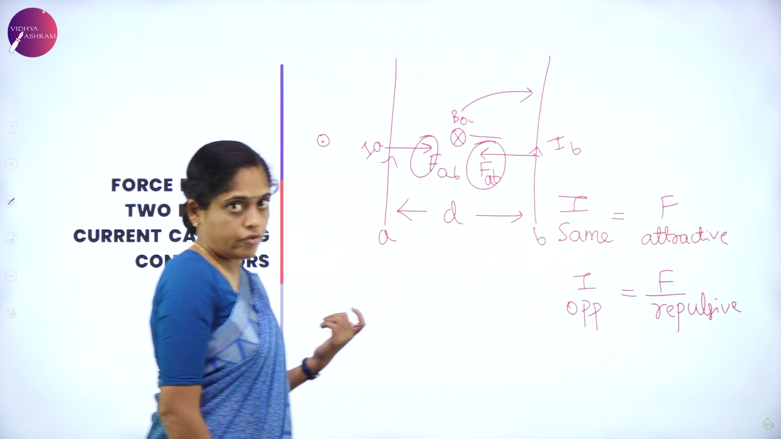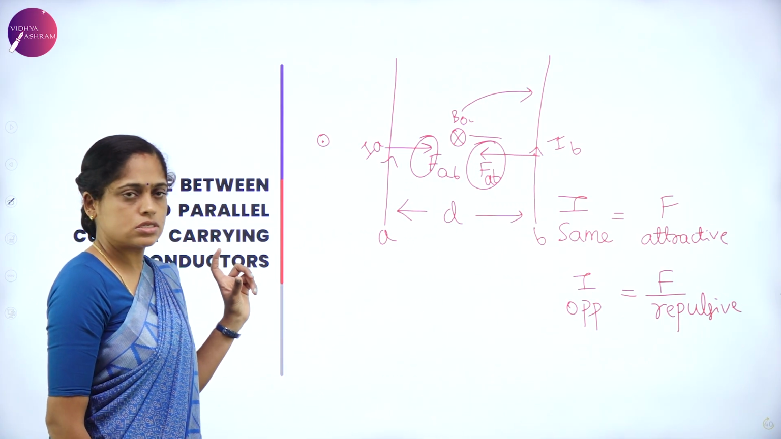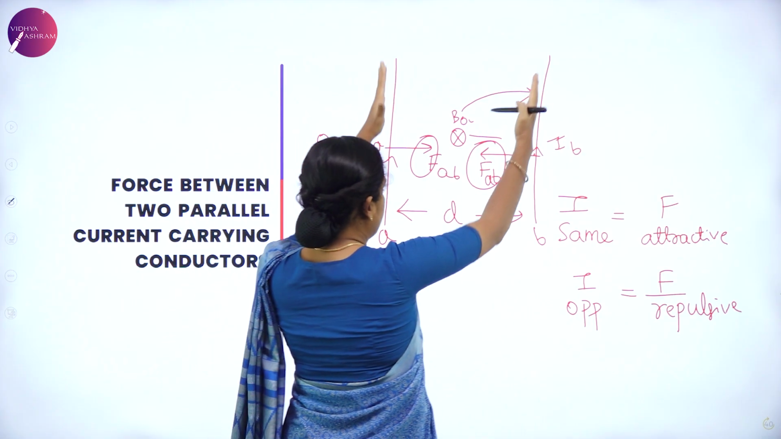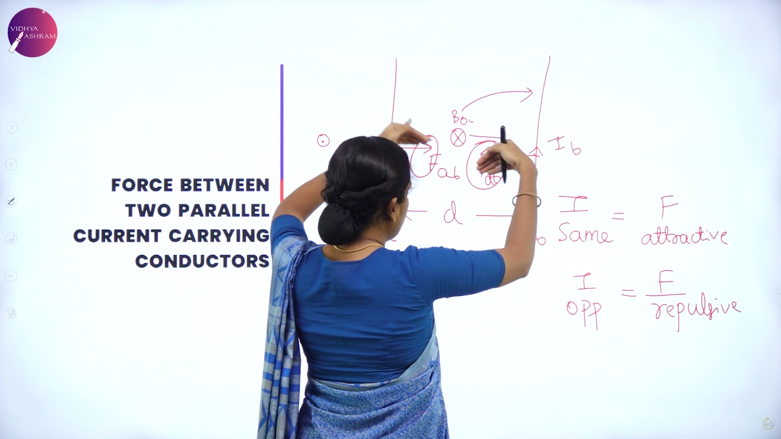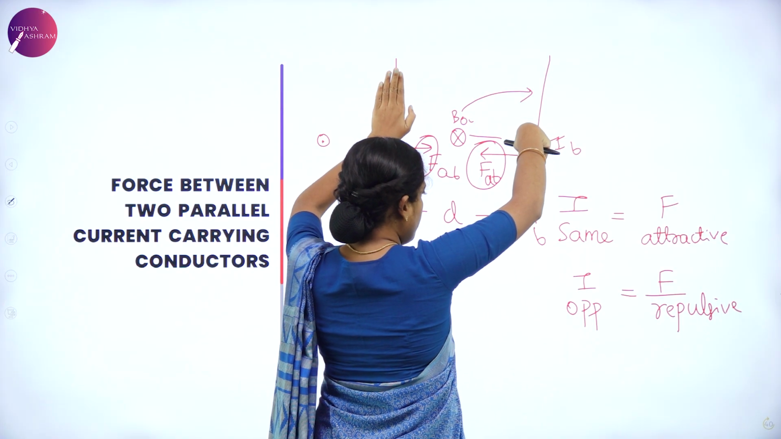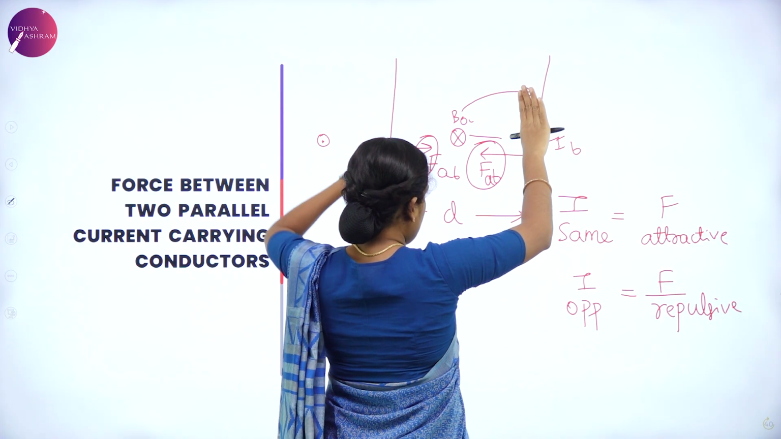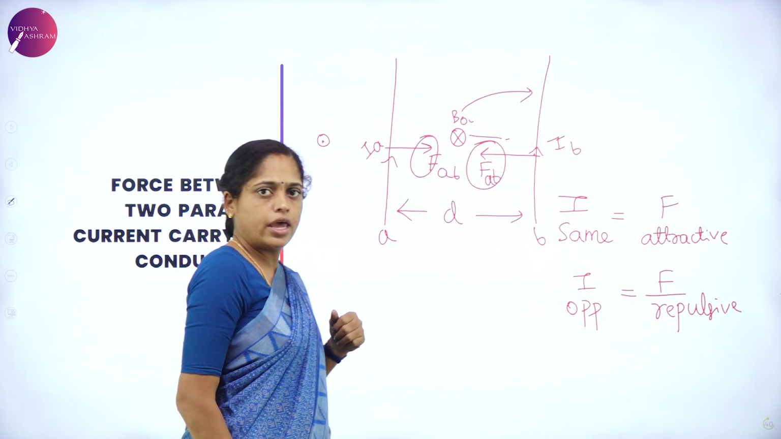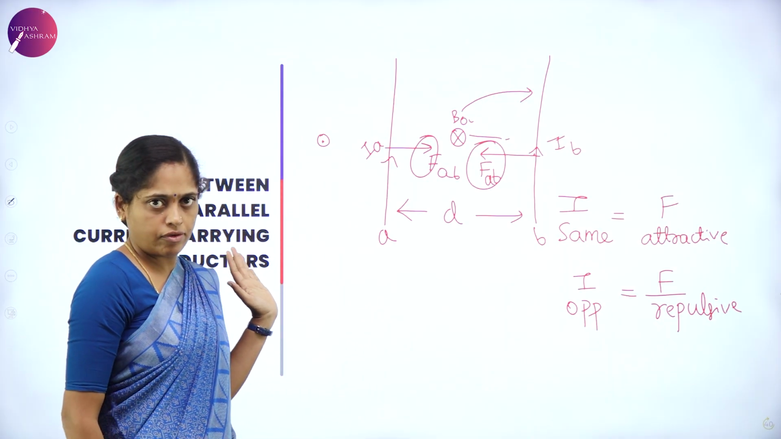This is a one mark question. You have to remember this. Same direction current, force is attractive. When the direction of current is opposite, then the force is repulsive.